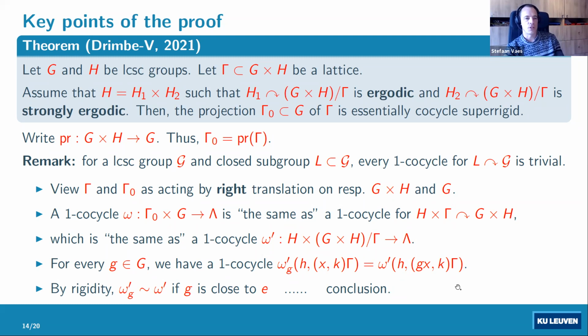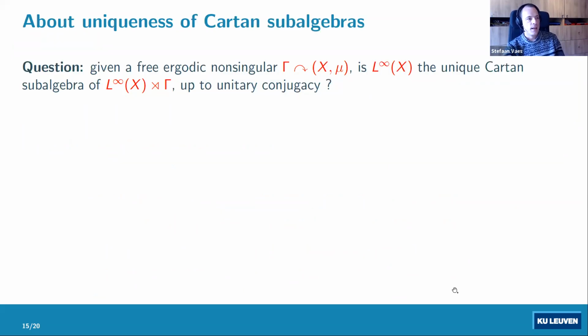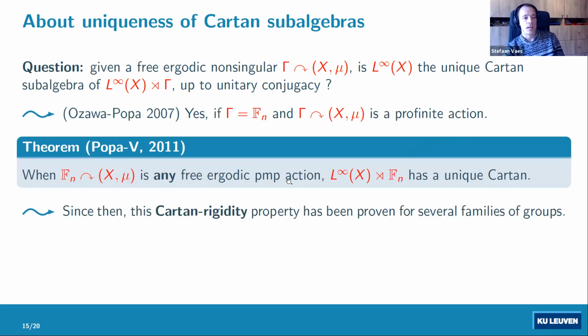So far for the cocycle part of the story. Let me also say a few words about uniqueness of Cartan subalgebras in these cross products. So it's a very general question one may ask. If I give you a free and ergodic action, preserving sets of measure 0, is L infinity of X up to unitary conjugacy the only Cartan? This is typically a very hard question, because actually the first theorem proving such a phenomenon is only obtained in 2007 by Narutaka Ozawa and Sorin Popa, who proved that the answer is, for instance, yes, if gamma is a free group and if the action is profinite, so an inverse limit of actions on finite sets.